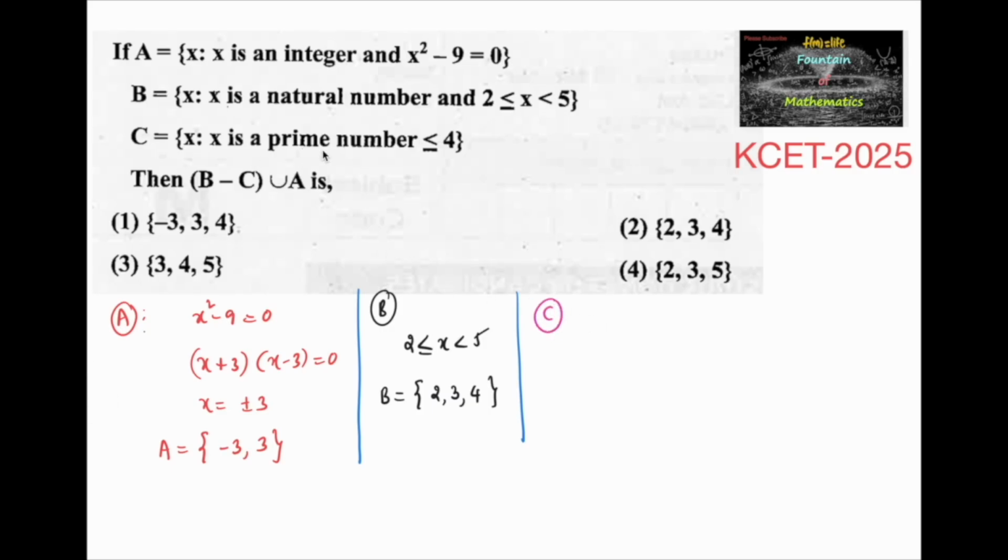x such that x is a prime number less than or equal to 4. Prime numbers less than or equal to 4 are 2 and 3. So we can write set C is equal to {2, 3}.